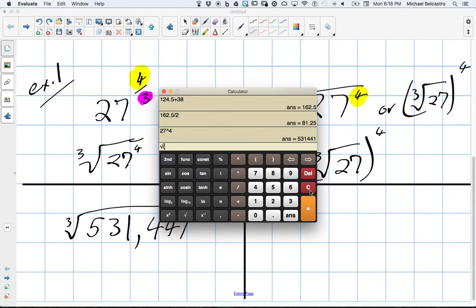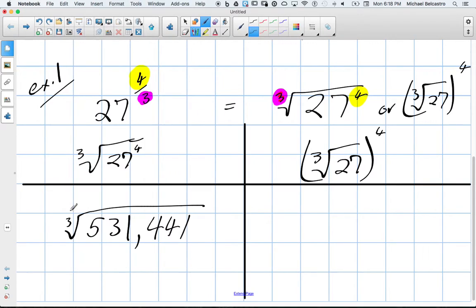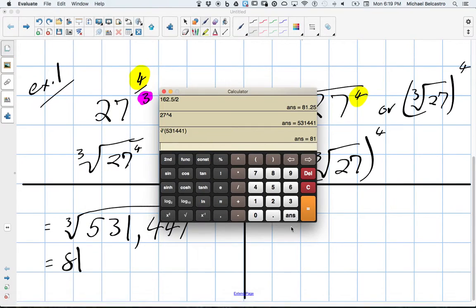So instead, would you do 3, then the shift button, square root? There you go. My shift button will give it to me. Another way you could have done it: if this shift wasn't there, I'll write it in, and you'll see that it is 81. Good old calculators.